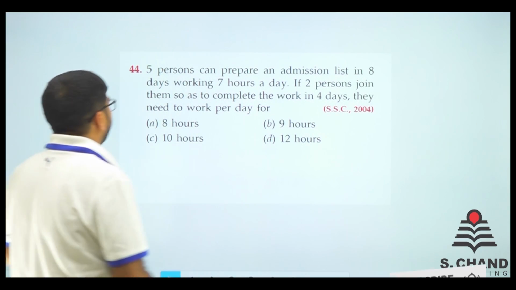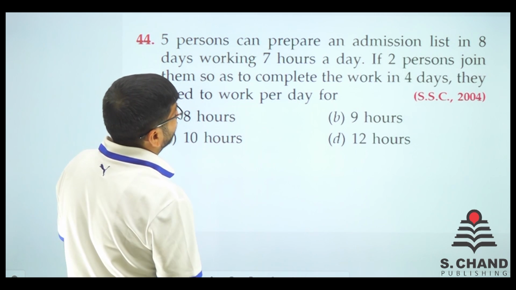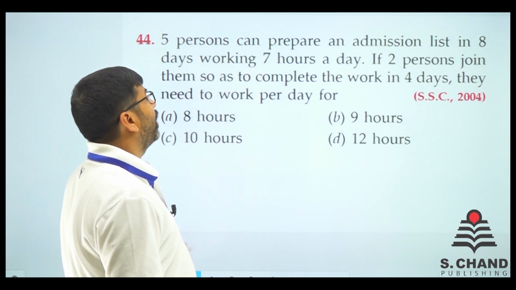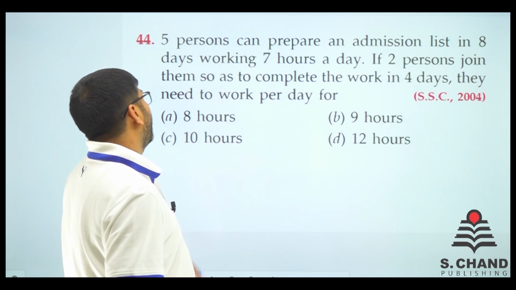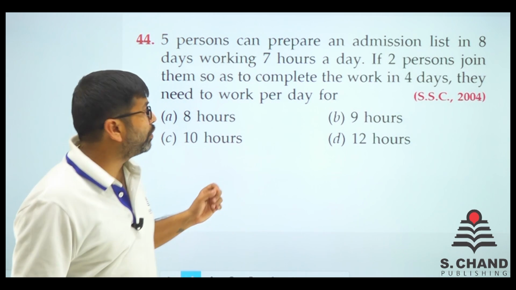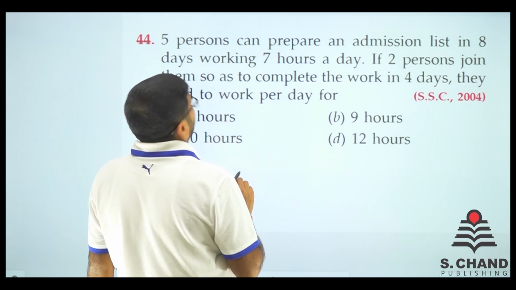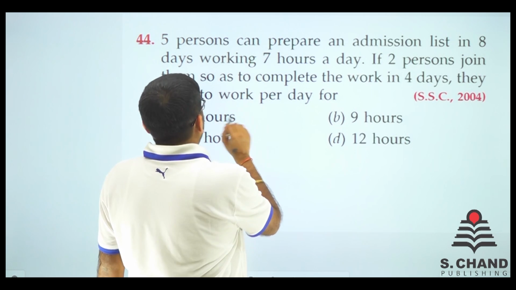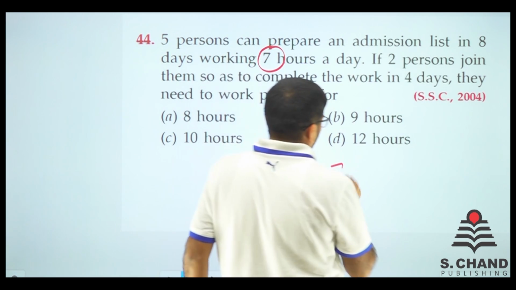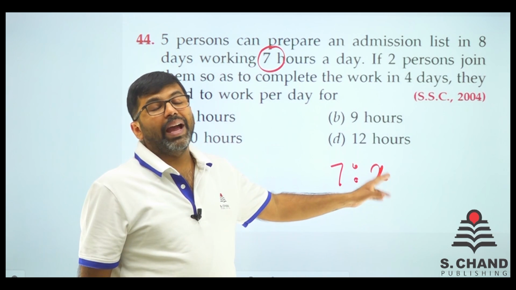Question number 45. We have 5 persons that can prepare admission list in 8 days working 7 hours a day. If 2 persons join them so as to complete the work in 4 days, how many hours do they need to work, right? See, we need to know how many hours. So earlier it was 7 hours a day. So I just put, in a very simple manner, 7 hours a day, and that is x.